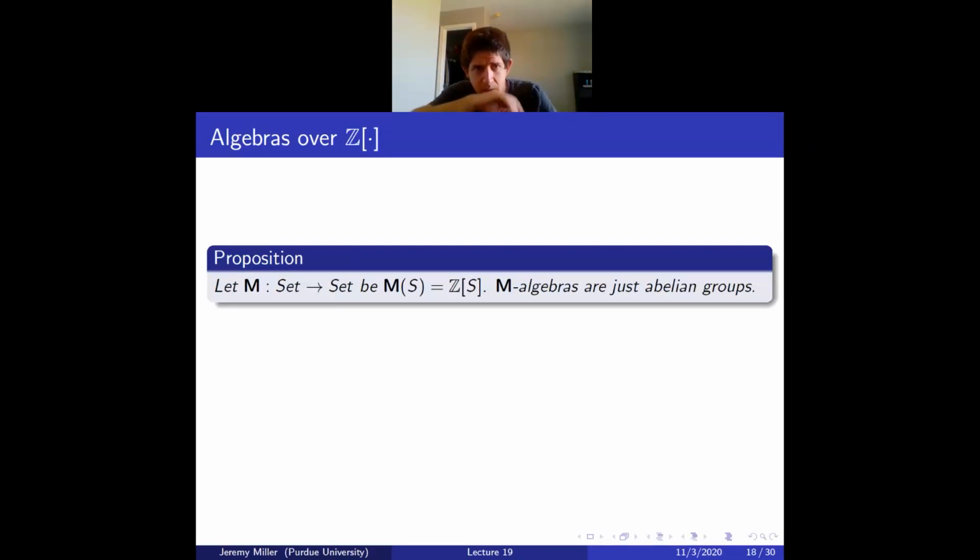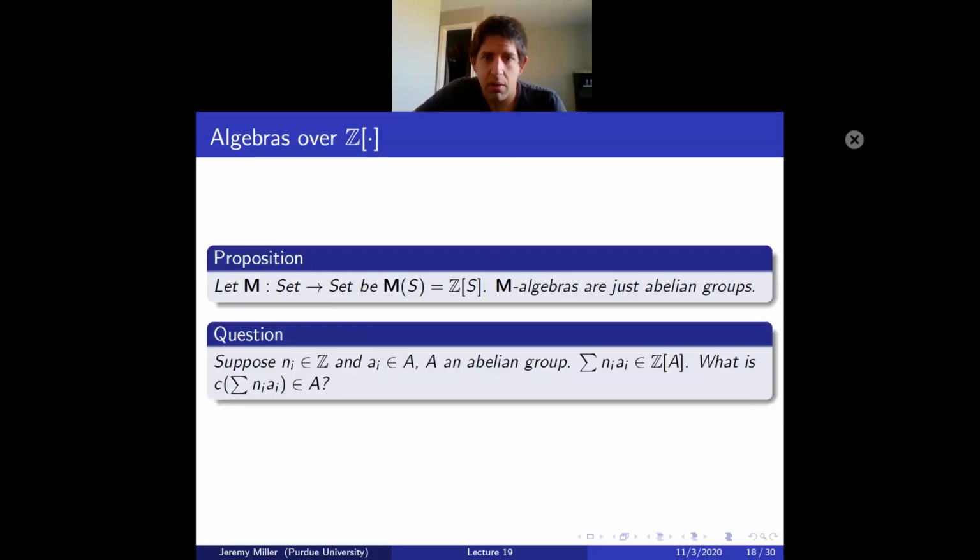Okay, let's see what happens in examples. So the proposition is that an algebra over the free abelian group functor, the data of being an M algebra when M is the free abelian group functor, is the same information as being an abelian group. So this is the sense in which monads encode algebraic structures. So this functor from sets to sets encodes the information of abelian groups. So suppose A is an abelian group, and we have a formal sum of elements in A, so that's an element of Z of A.